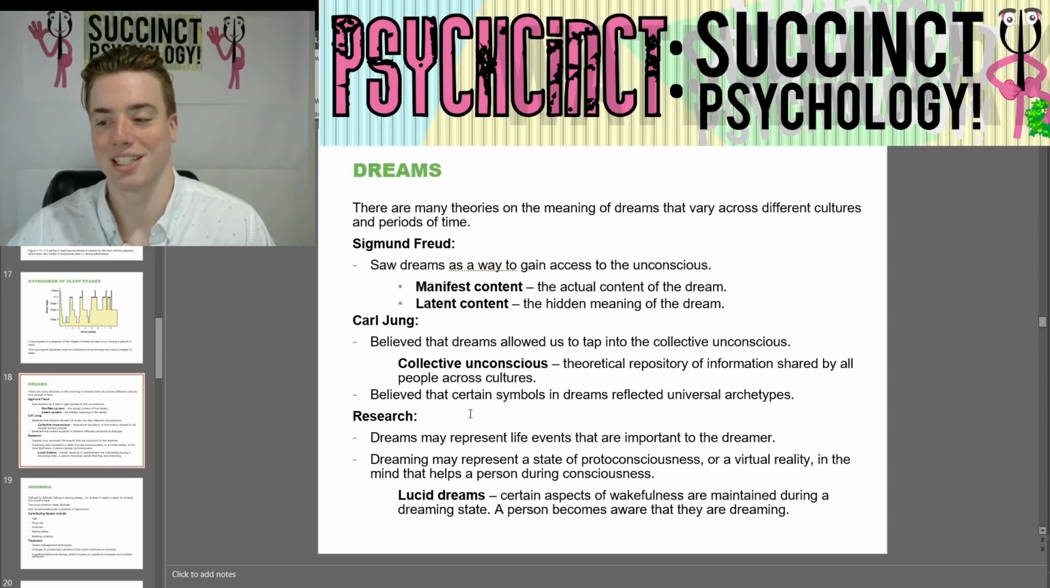Research about dreams suggests that dreams may represent life events that are important to the dreamer. Dreaming may represent a state of proto-consciousness or a virtual reality in the mind that helps a person during consciousness. So in lucid dreams, certain aspects of wakefulness are maintained during a dreaming state. A person becomes aware that they are dreaming.